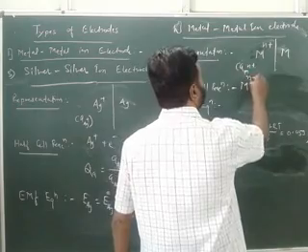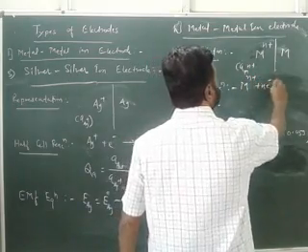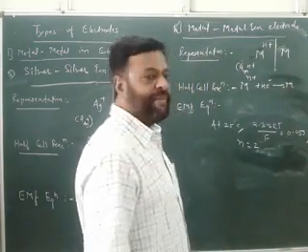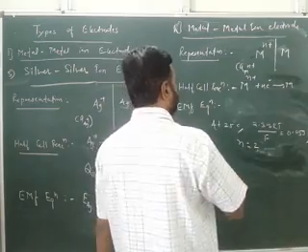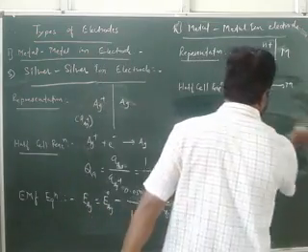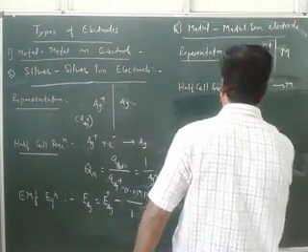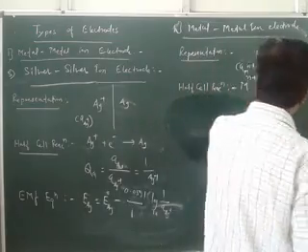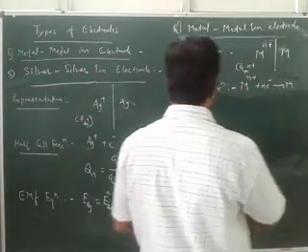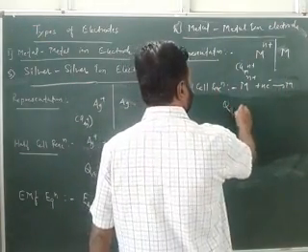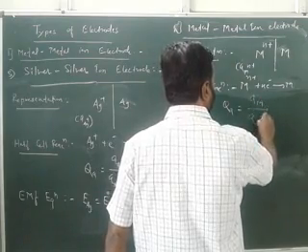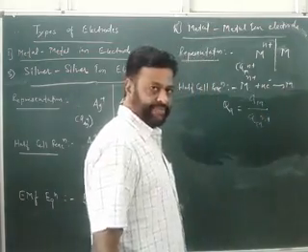Half cell reaction: M raised to n plus plus ne minus gives rise to M. Half cell reaction, EMF equation. From the half cell reaction, we can write the QA. Reaction quotient QA is the activity of the product, that is M, divided by the activity of M raised to n plus.